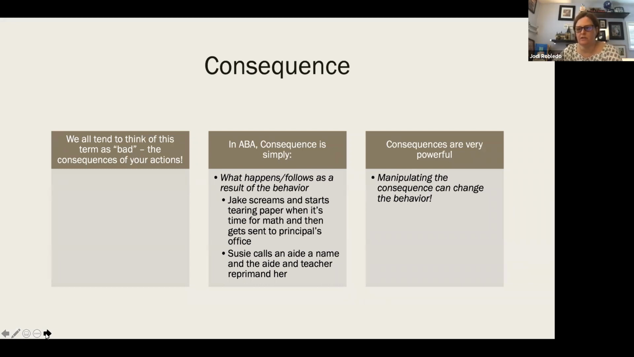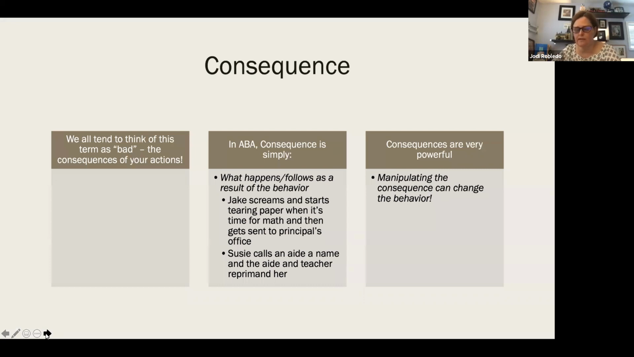Manipulating the consequence can change behavior in terms of how we respond to behaviors. If we reinforce behaviors, if we punish behaviors, if we try to extinguish behaviors, the way we react to a child's behavior oftentimes will change the behavior because they may no longer have access to what they're trying to have access to. They might no longer get attention the way they wanted to get attention. They may no longer escape a task like they did in the past. And so it's a powerful area to manipulate and change.